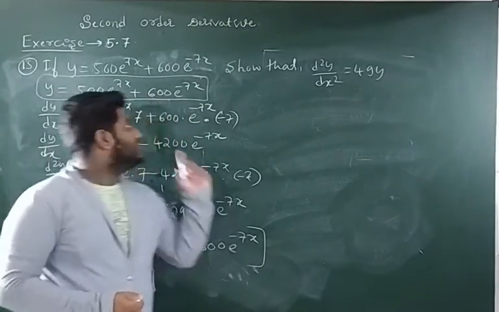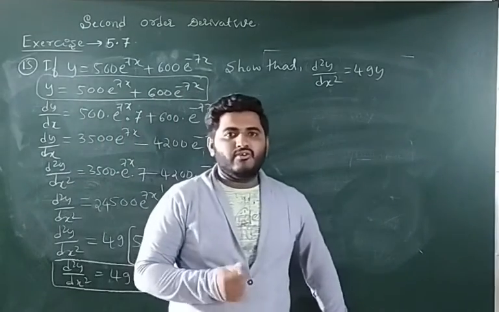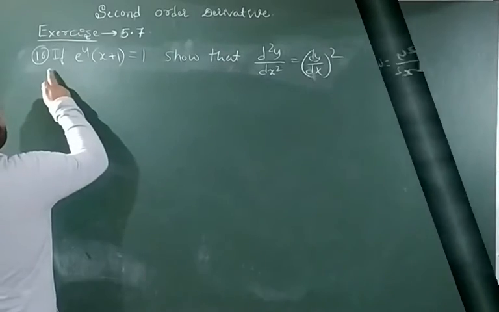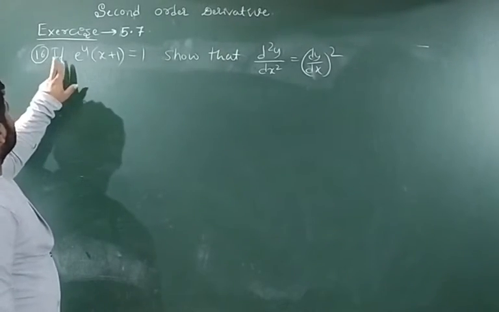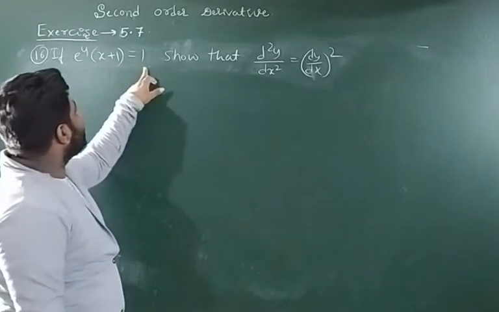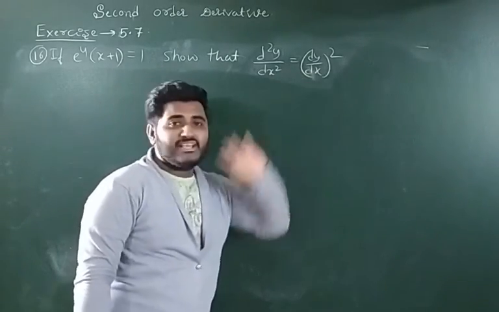Right. So this is question number 15. Now we will switch on to question number 16. I hope you are getting the answer. So this is question number 16. In question number 16, what they have given is: if e raised to y into (x plus 1) is equal to 1, show that d square y by dx square is equal to (dy by dx) whole square.